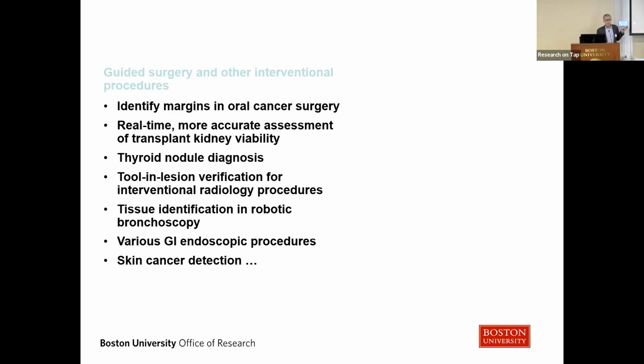Okay, so a variety of applications come out of this. This is a platform technology, and there are a lot of applications for it. So, identifying margins in oral cancer. We have an ongoing collaboration with Dr. Griloni and colleagues in the surgery department. We have collaborations in the kidney transplant, thyroid nodule diagnosis, tool and lesion verification for interventional radiology procedures, tissue identification during robotic procedures, a variety of things.